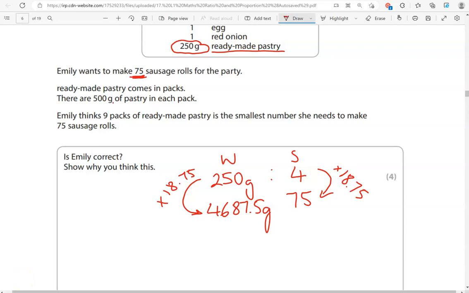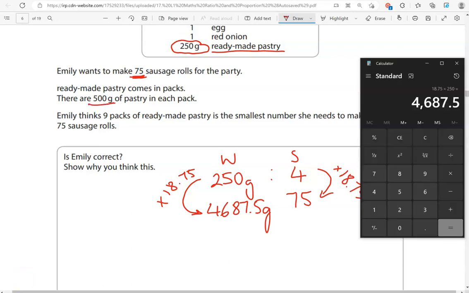There are 500 grams in each pack, so if we divide this by 500, it should give us the number of packs. That is 9.375.